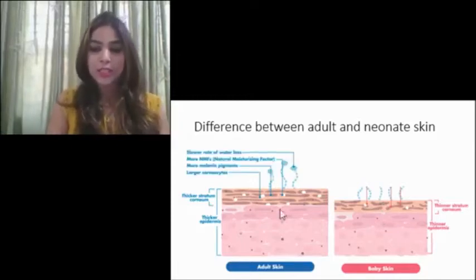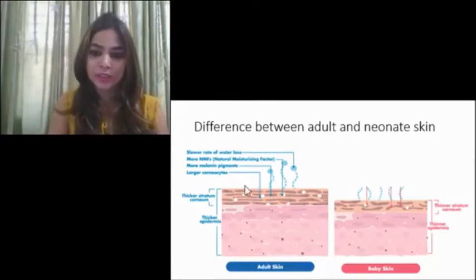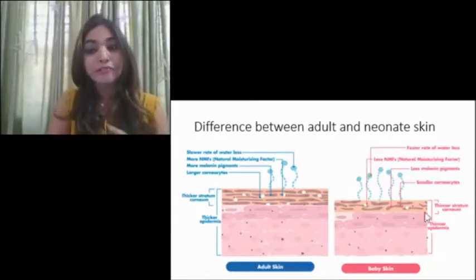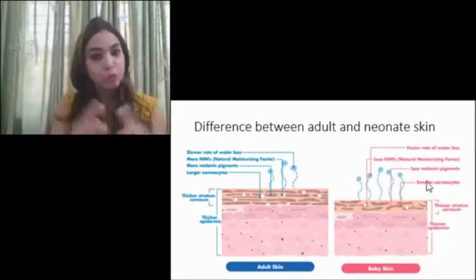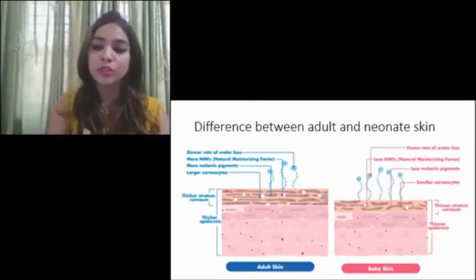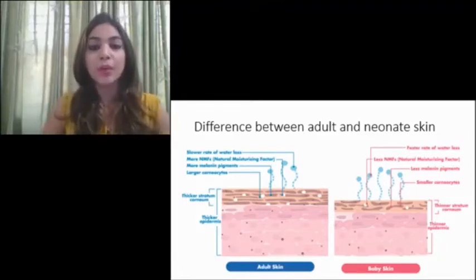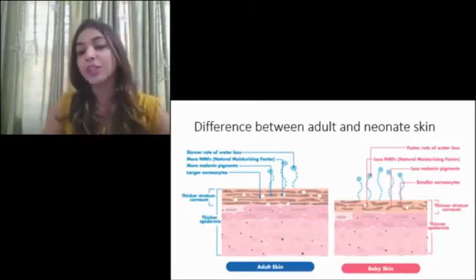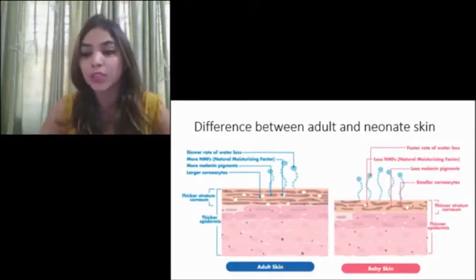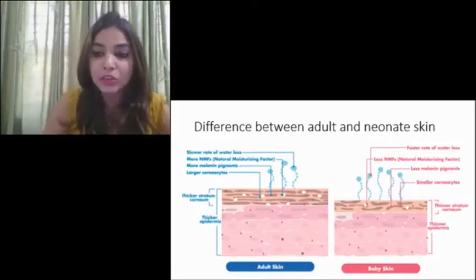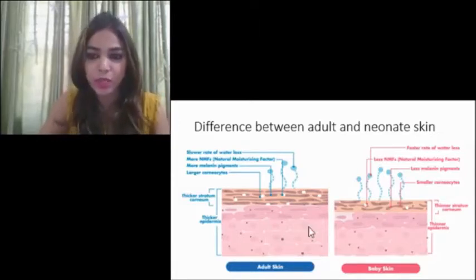The adult skin has a slower rate of water loss. It has more natural moisturizing factors. It has more melanin pigment. Whereas your baby skin has a faster rate of water loss. That means it absorbs more water, whereas it loses more water also. It has fewer moisturizing factors, which means you need to apply more moisturizer. It has less melanin pigment, which means the protection from the sun is lesser as compared to adults. And the cells are also smaller in size as compared to adults.